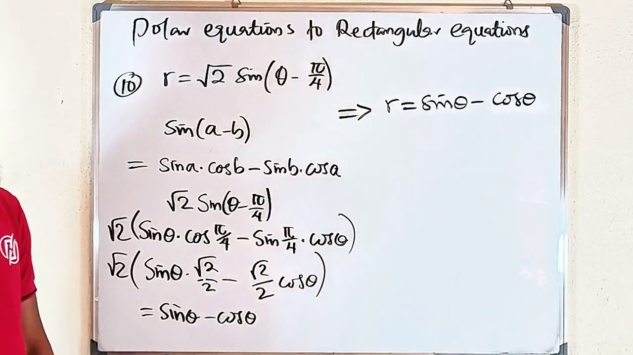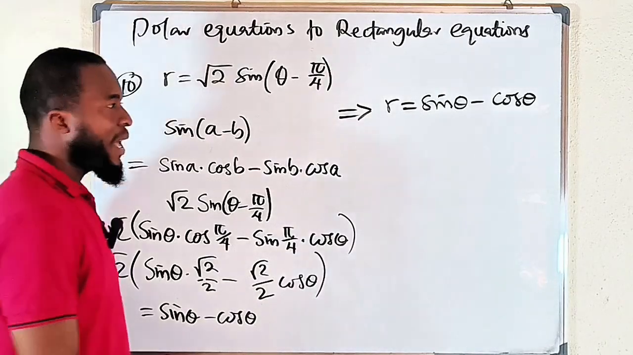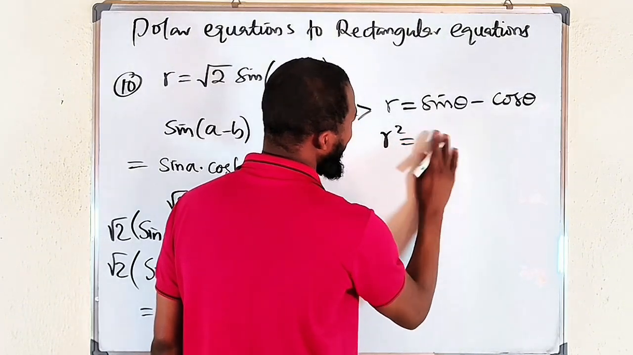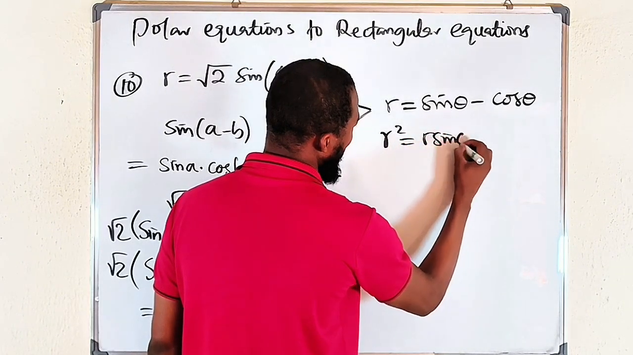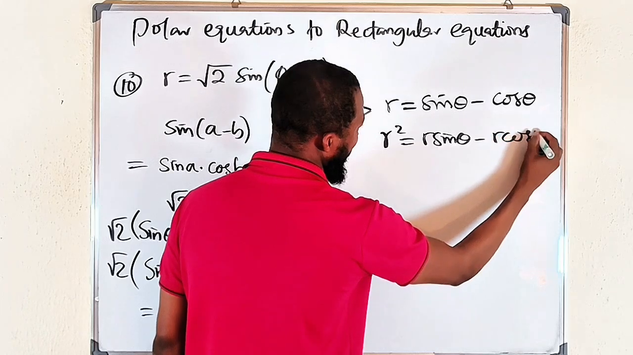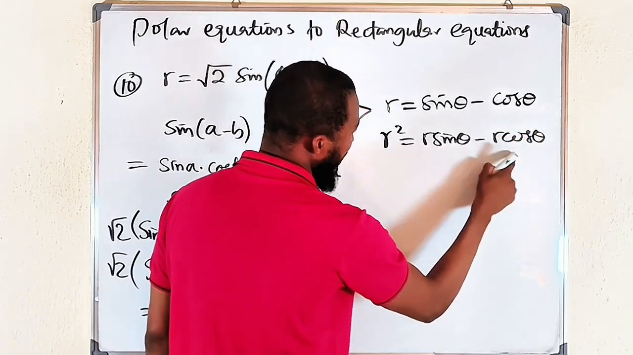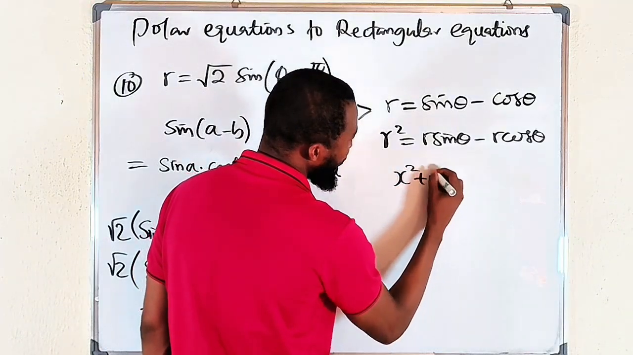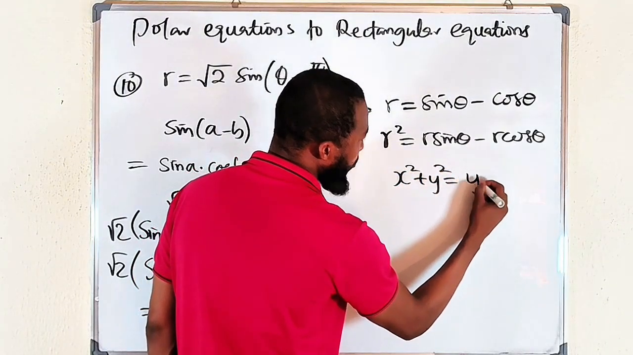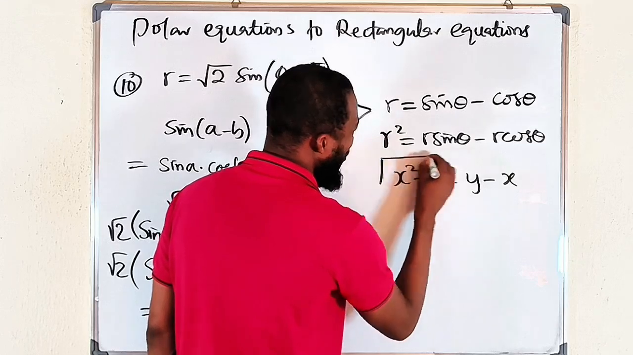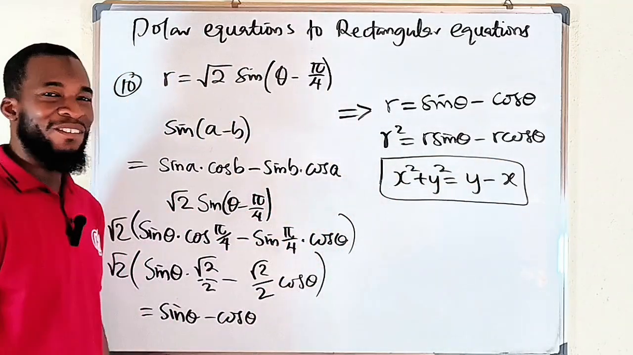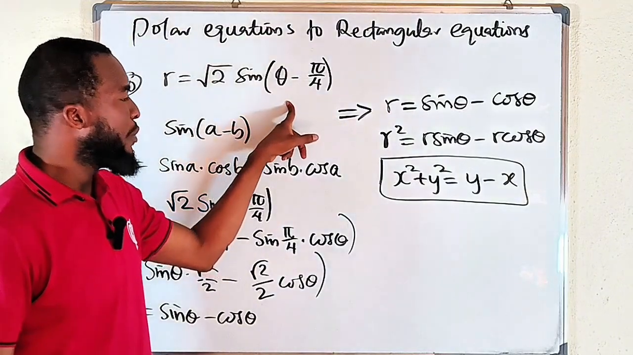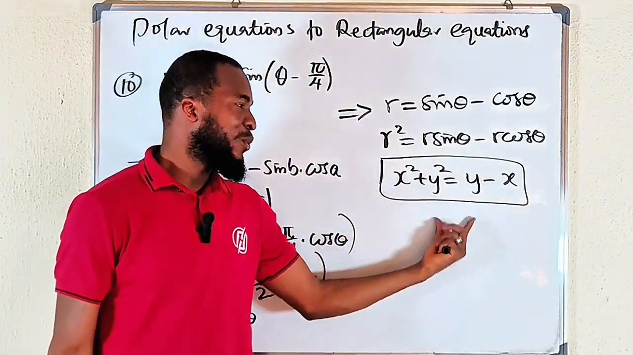So what we can do next is to multiply every single term by r. R times r will give us r squared equal to r sine theta minus r cos theta. We know that this is y, this is x. This is x squared plus y squared. So x squared plus y squared is equal to y minus x. Wow, this question is a very interesting one. It means that the whole of this polar equation can be represented by this rectangular equation.